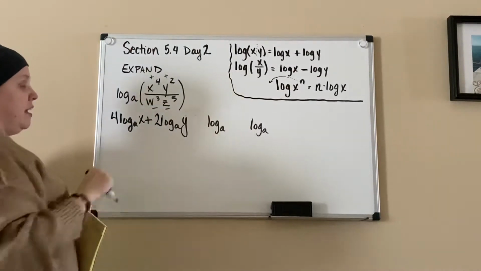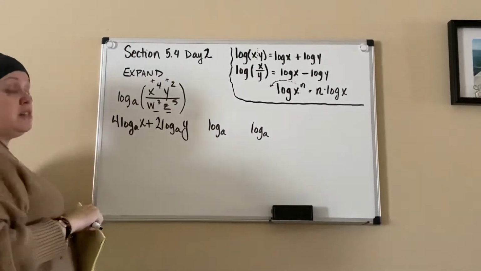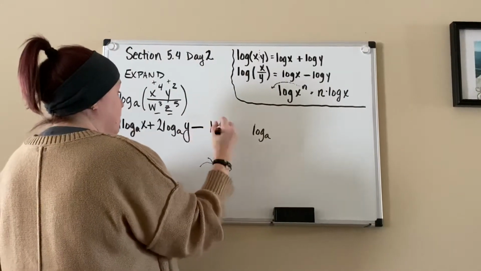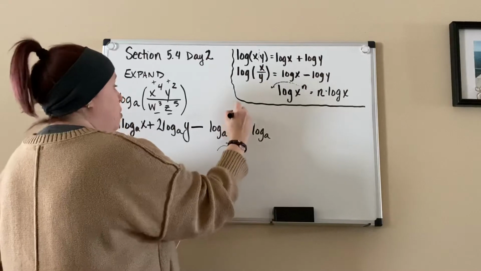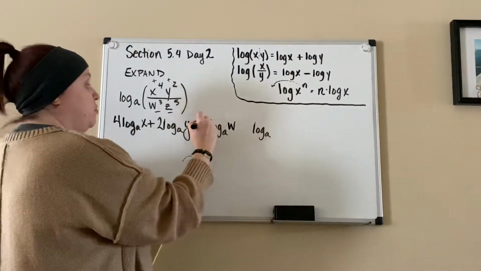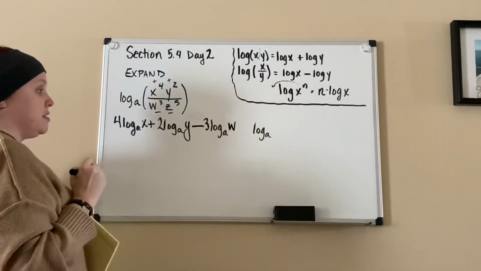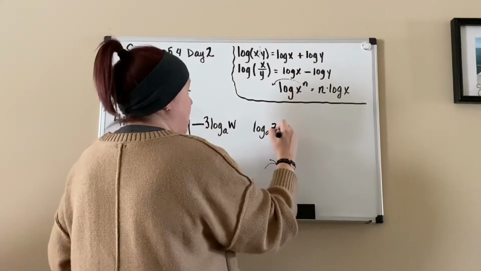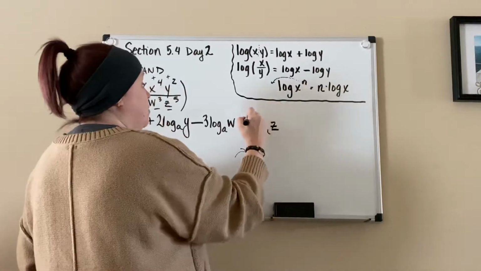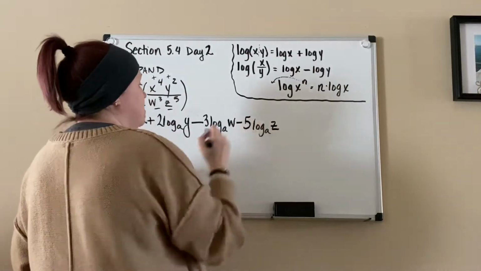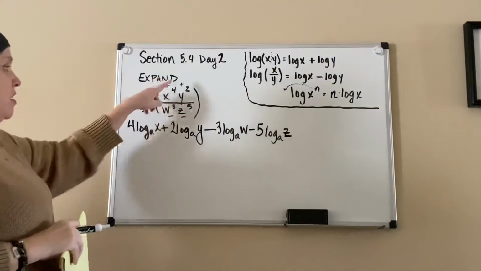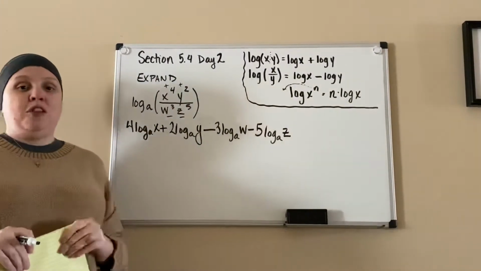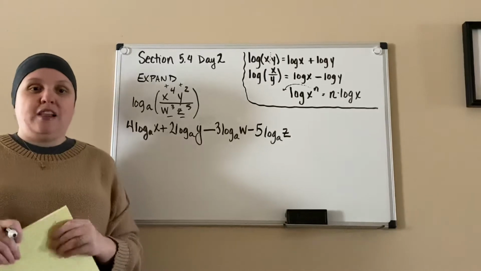Now these 2 guys on the bottom are division, so they will become subtraction. So I will have minus w to the 3rd, but I'm not going to put the 3 up there. It's going to fall down to the front. And then last but not least, the z. It would be z to the 5th, but the 5 is going to fall down to the front and is still subtraction. Everything on top is addition, everything on the bottom is subtraction. And that's what it looks like when you expand a logarithm.